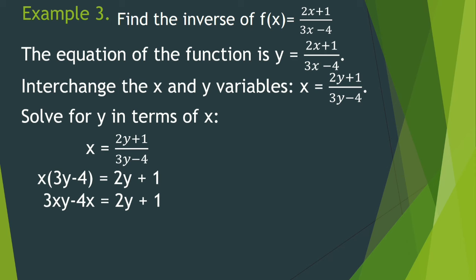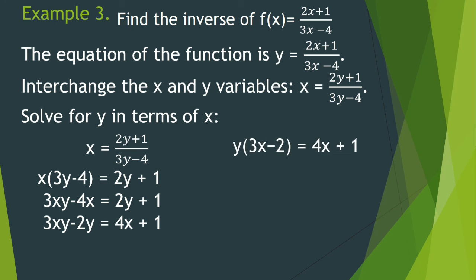Kung papansin natin, meron tayong y sa right side at meron din tayong y sa left side. So, kailangan pagkasamahin natin sila. So, we have now 3xy minus 2y. So, yung 2y nilipat natin is equal to, so yung 4x naman ay nanggaling sa negative 4x sa left side natin. Then, plus 1.